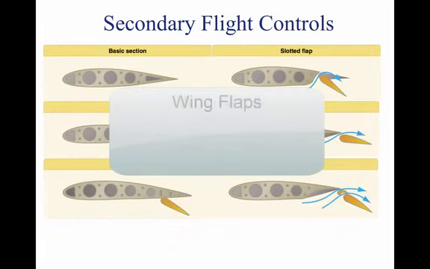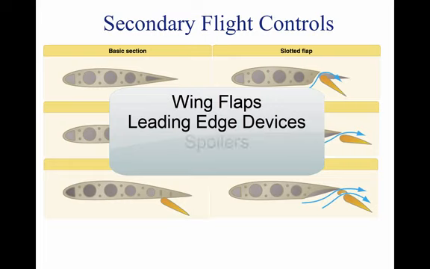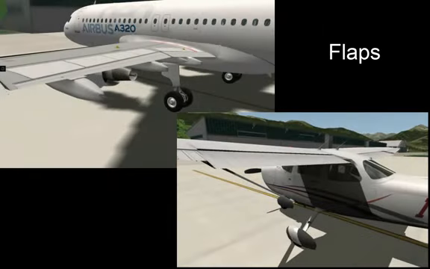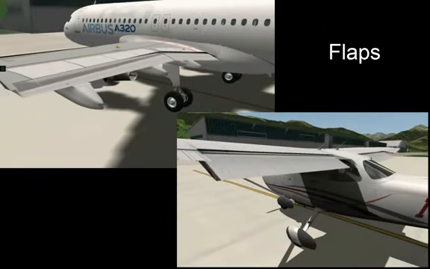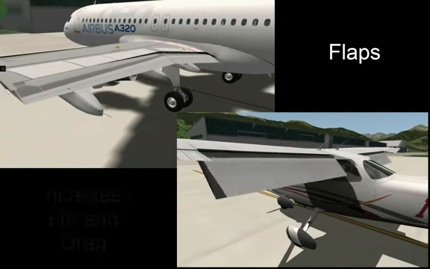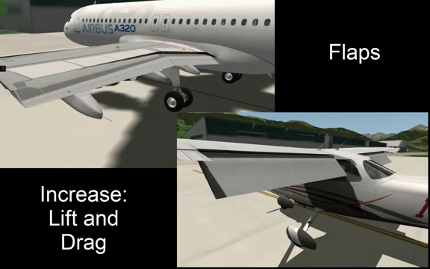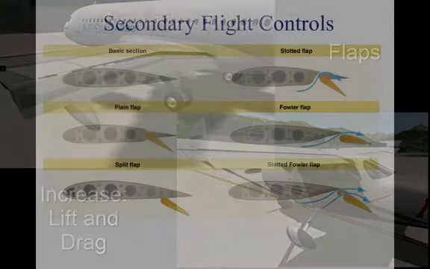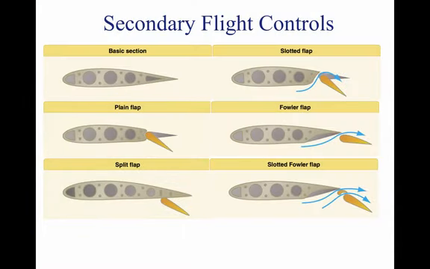Secondary flight controls may consist of wing flaps, leading-edge devices, spoilers, and trim systems. Flaps are the most common high-lift devices on an aircraft. They are attached to the trailing edge of the wing and increase both lift and drag for any angle of attack. There are 4 main types of flap: plain, split, slotted, and Fowler flaps.